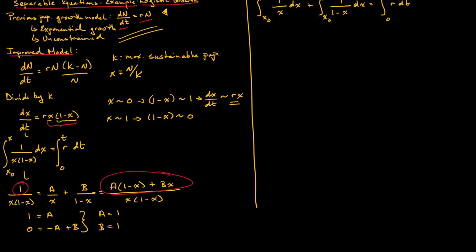So we know that the integral of 1 over x is ln of x, and it's evaluated between x naught and x, so we have ln of x minus x naught. And here, the ln of 1 over 1 minus x will be the negative of ln of 1 minus x. So it's the negative of ln 1 minus x, and this is evaluated between x naught and x.